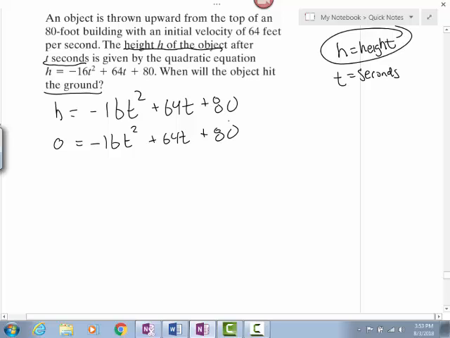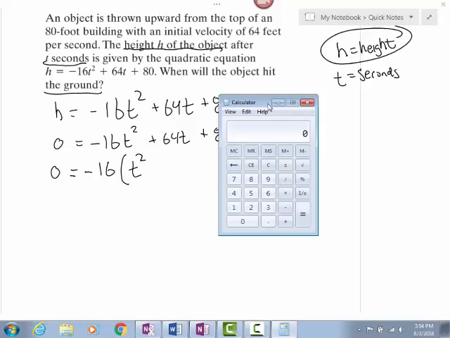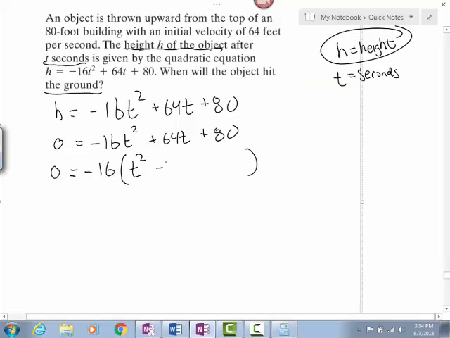Okay. Just like we did before, I'm going to see if I can factor anything out of here. I'm going to try to factor that negative 16 out of the entire problem, okay? So let's see. This should be a t squared. I'm going to get my calculator again. And let me see. How many times does 16 go into 64? 4 times, but because we're factoring a negative out, that's going to be a negative 4t.